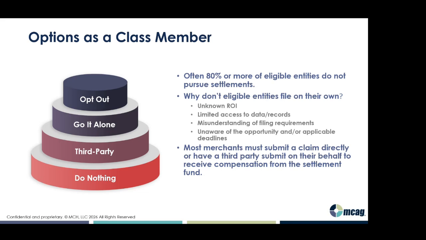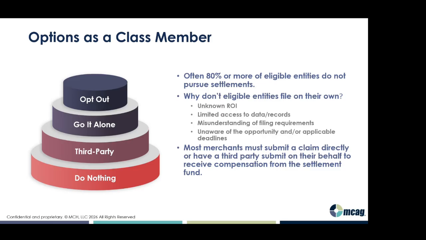The third option is to submit a claim on your own. While this is certainly always a possibility, it is very rare that class members take advantage of all the settlement opportunities for which they have eligible claims. It is not uncommon for MCAG to file into a half dozen to a dozen settlements per year for clients, depending on the size and geographic region. So that's something to keep in mind as well.